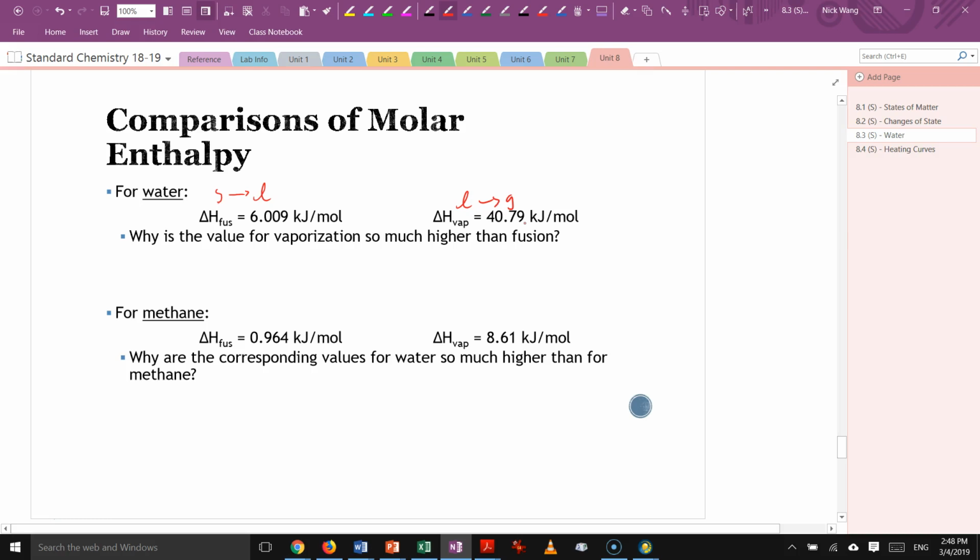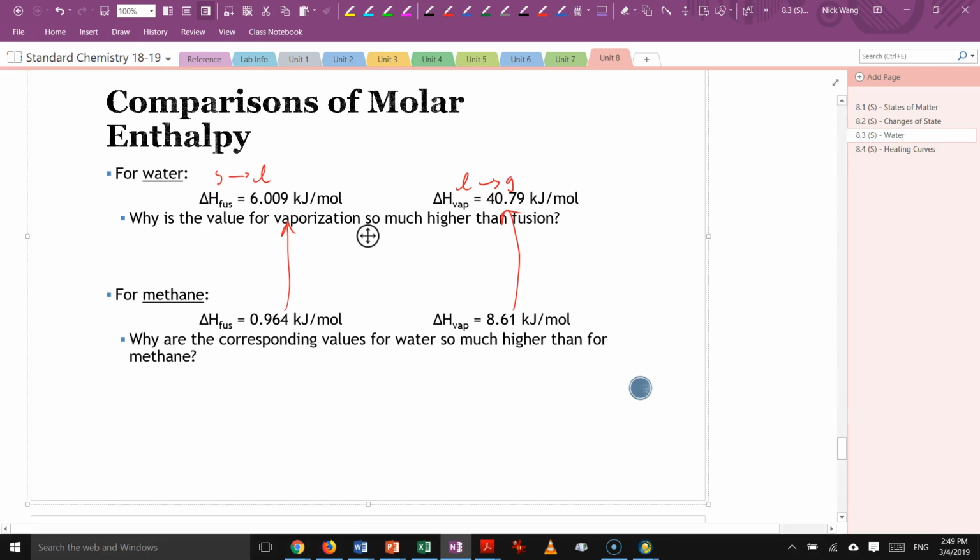And that takes a lot more energy to completely vaporize a sample from a liquid than it takes for something to melt. In another comparison, we also have methane. So I'm asking you again to just collectively look at the delta H of fusion for methane and the delta H of vaporization, and then compare that to the corresponding values for water, right? So why is this value compared to this one? Why are the fusion value and the vaporization value for methane so much lower than the corresponding ones for water? So let's also think about that too, right?